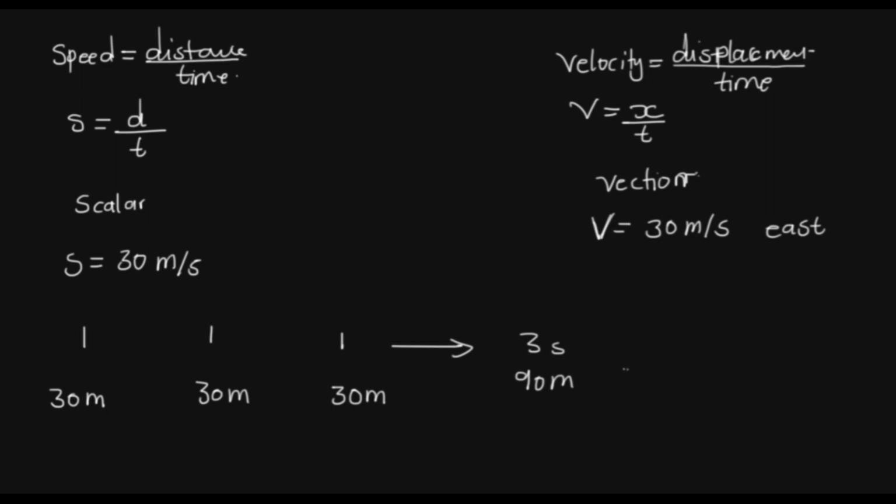Now, from there, we've looked at speed and velocity in terms of quantity. We've also looked at the symbols, and then the units. Now, let's have an example.